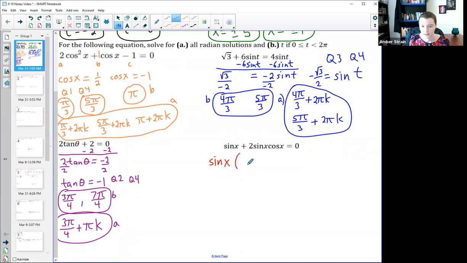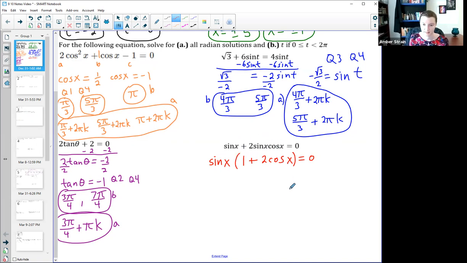And if I factor a sine out of sine, that would leave me 1. If I factor a sine out of 2 sine cosine, that would leave me 2 cosine. Okay, now I know that might seem a little bit weird, but think about if I distributed it back in. 1 times sine would be sine. 2 cosine times sine would be 2 sine cosine. So I've just pulled it out.